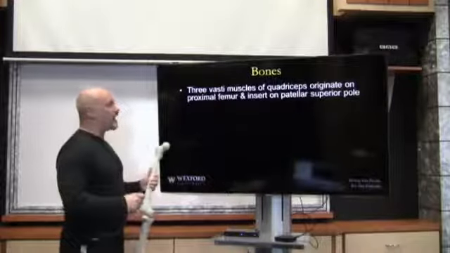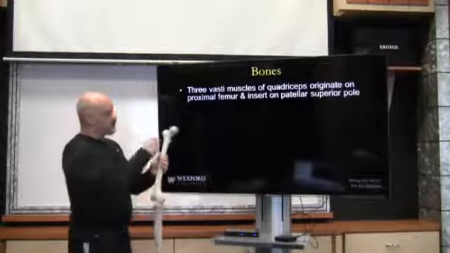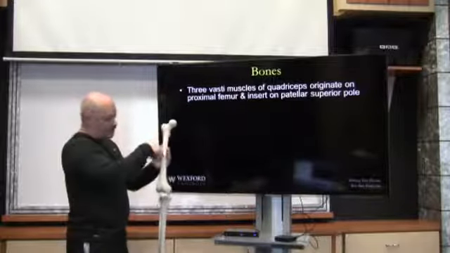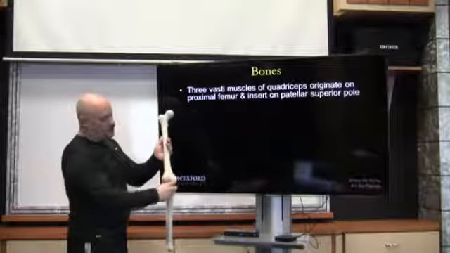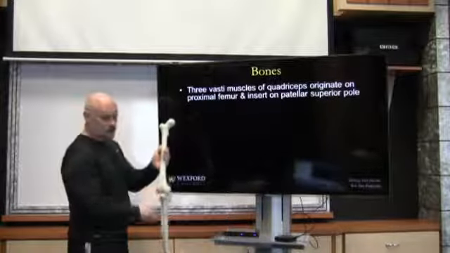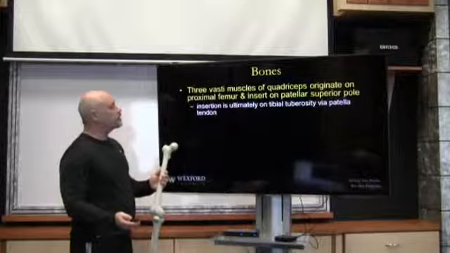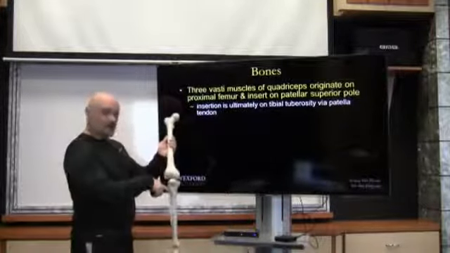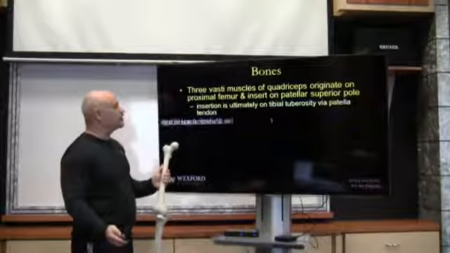Now we have three vastus muscles of the quadriceps. They originate on the proximal femur and insert on the patellar superior pole. The insertion was ultimately on the tibial tuberosity, as we said before.